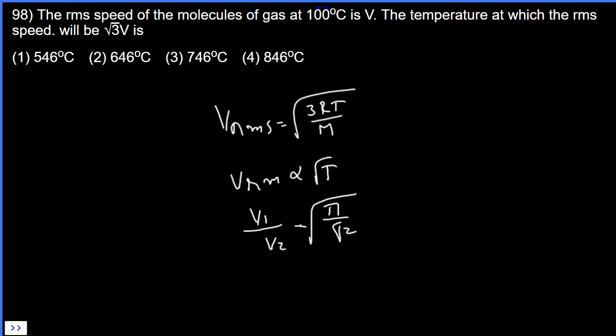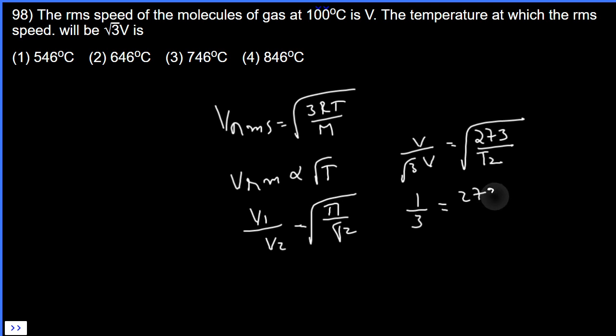Here V1 is given as V and V2 is root 3V and T1 is 100 degrees, converted into Kelvin, it is 373 by T2. Squaring on both sides we get 1 by 3 equal to 373 by T2. From this T2 is equal to 1119 degrees, that is Kelvin. After converting into centigrade, we get the value is 846. Okay, option number 4 is the correct.